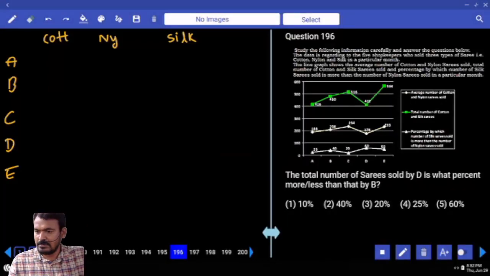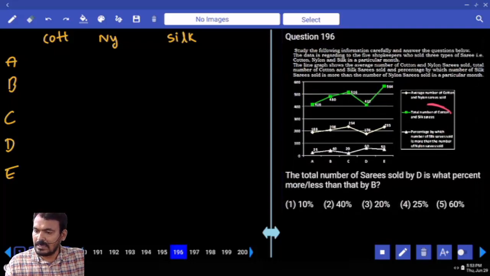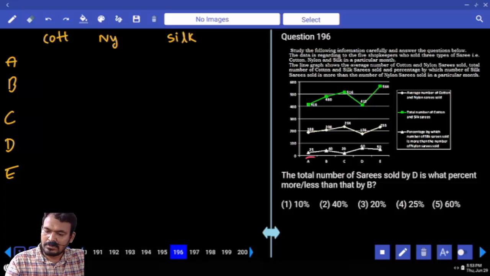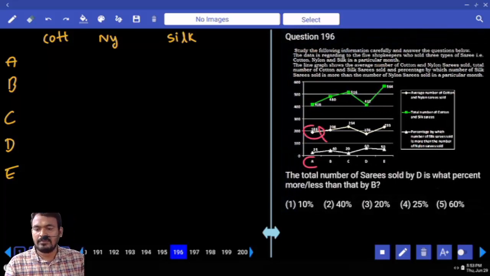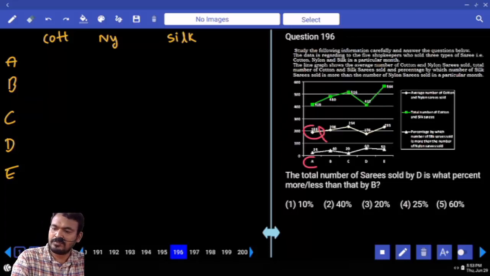What is the first data? Average number of cotton and nylon sarees sold in shop A is how much? 188. Average 188 means what is the sum value? 376. Cotton plus nylon is equal to how much? 376.